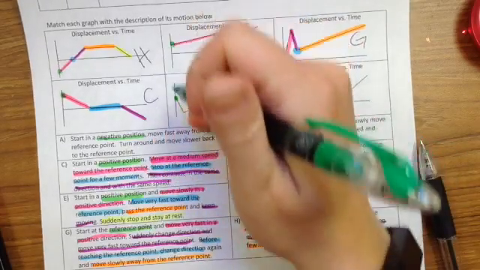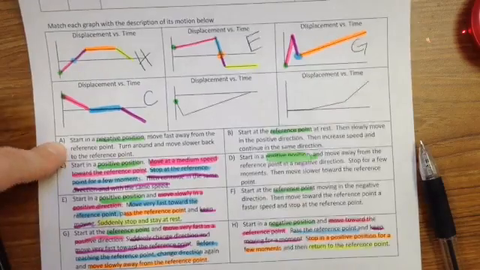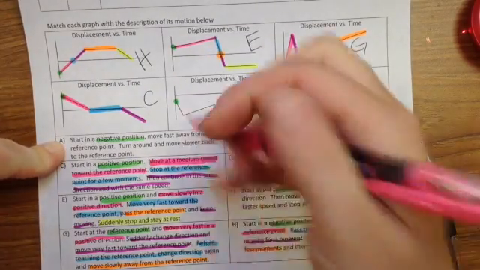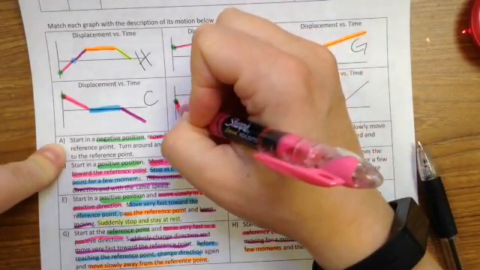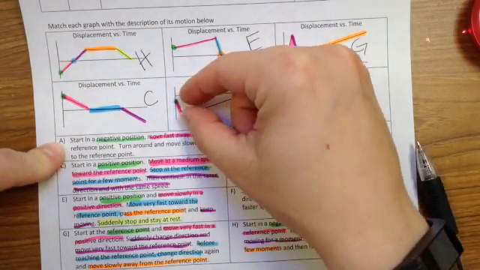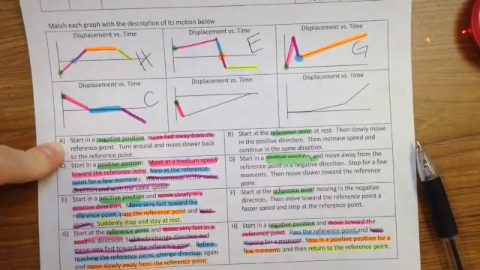Next one, it is starting in a negative position because it's below the reference point. So starting in a negative position, the only one left is A. All right, so let's just make sure the rest of it fits. From there, you're going to move very fast away from the reference point. Yes, that is moving fast away. Steep line, so that's fast, moving away from the reference point, getting further and further from the reference point.